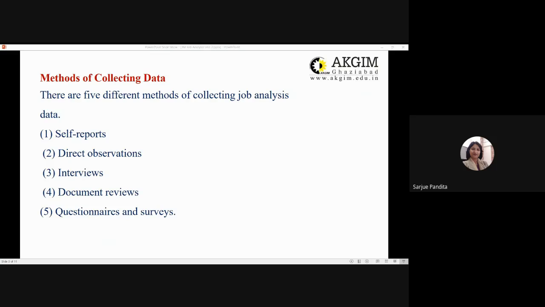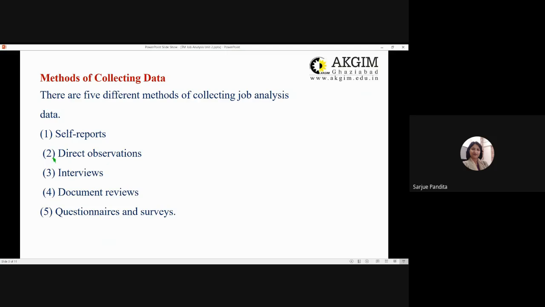And there is always a question of how useful these self-reports are in understanding the job. So these self-reports may be important, or they may be working in the type of jobs where it is not involving very complicated tasks.